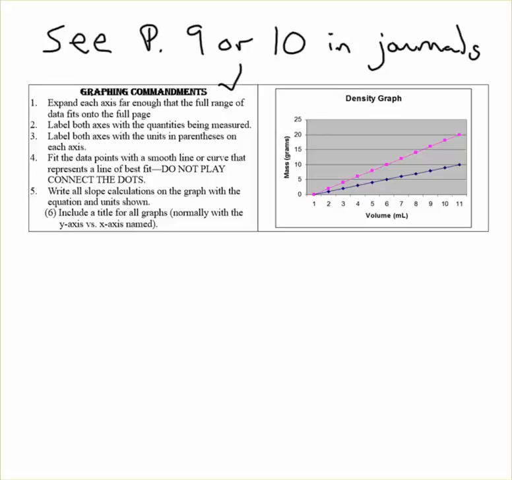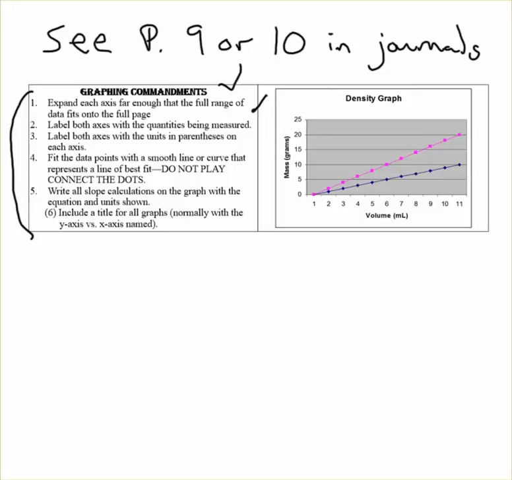And I want you guys to have a nice looking graph. We're going to do a lot of graphing in this class, and so I want you to be able to do it well. So these are the 6 things that you need to do whenever you make a graph in my class. And so the very first thing is that you're going to expand each axis far enough that the full range of data fits onto the full page. So you're going to be using a full page in your lab journal. So go ahead and turn to the next open full page in your lab journal.